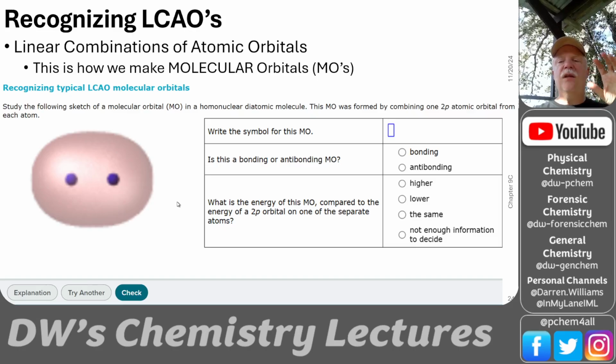Okay, what about this one? Well, this is the two s orbitals coming in and meshing together, forming a bonding arrangement. And so this is going to be sigma. It's going to be bonding, and it's going to be lower in energy than the two s orbitals that came together from the atoms. So on the atoms, they have this energy, but when they come together and bond, they drop in energy because the electron has a bigger box to play around in and no nodes.